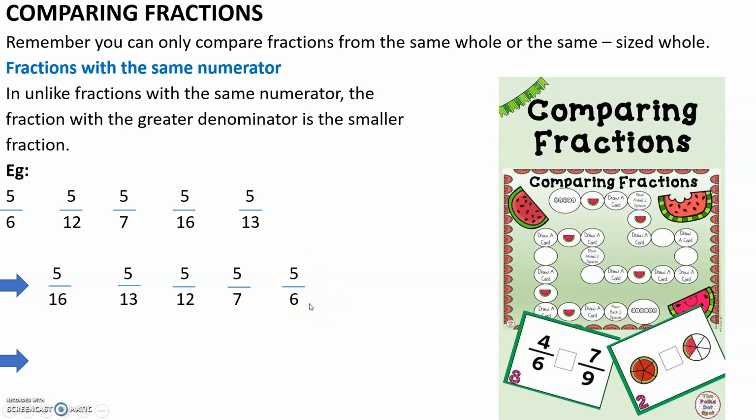Let's see this in the descending order. We just have to write this in the ulta, the reverse: 5 upon 6, 5 upon 7, 5 upon 12, 5 upon 13 and 5 upon 16.